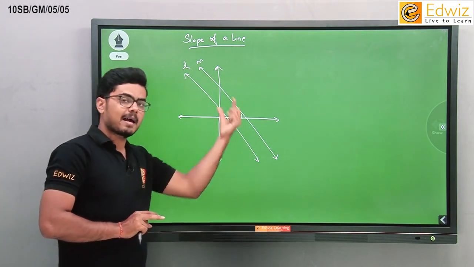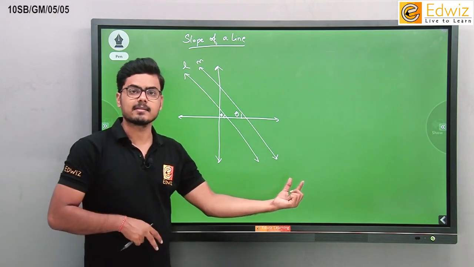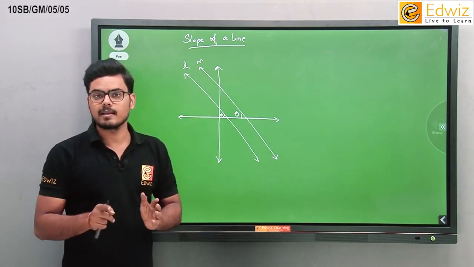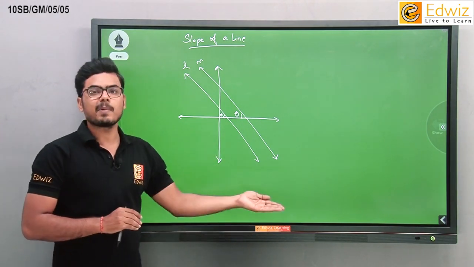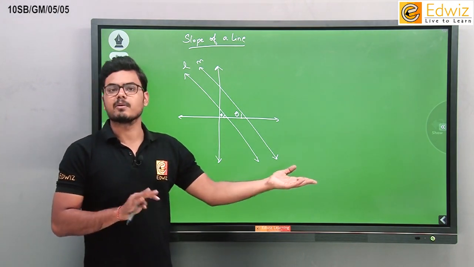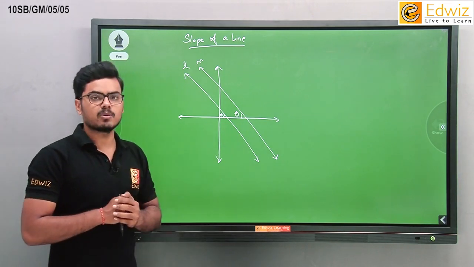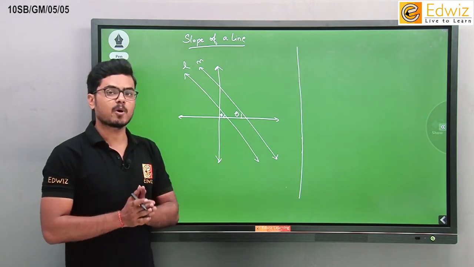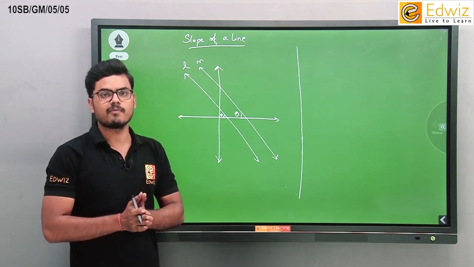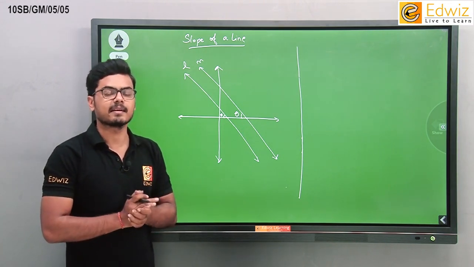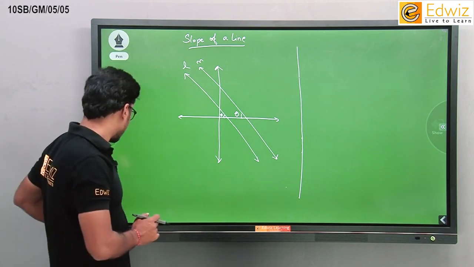If I draw two parallel lines on the coordinate axis and calculate the slope of both, it is always going to be equal. Okay? So if the lines are parallel, their slopes are equal. This is one thing that you need to understand. The next thing that we are going to study here is how to find out the slope of a line using one of the trigonometric ratios. Okay? Let's go to the next page.